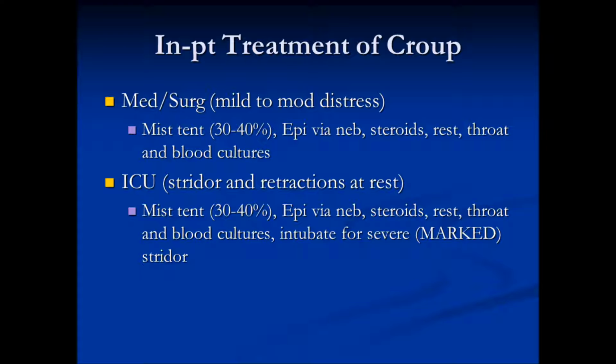They need to be monitored more closely than the ones that are mild to moderate. So this would be considered severe distress if they have stridor and retractions at rest. The mist tent will be set at 30 to 40% still. Of course, you're going to use pulse ox to determine whether you need to increase or decrease your FiO2.